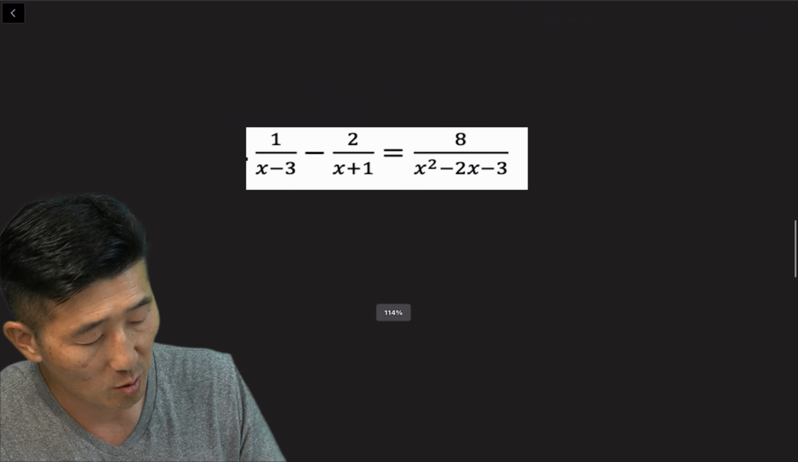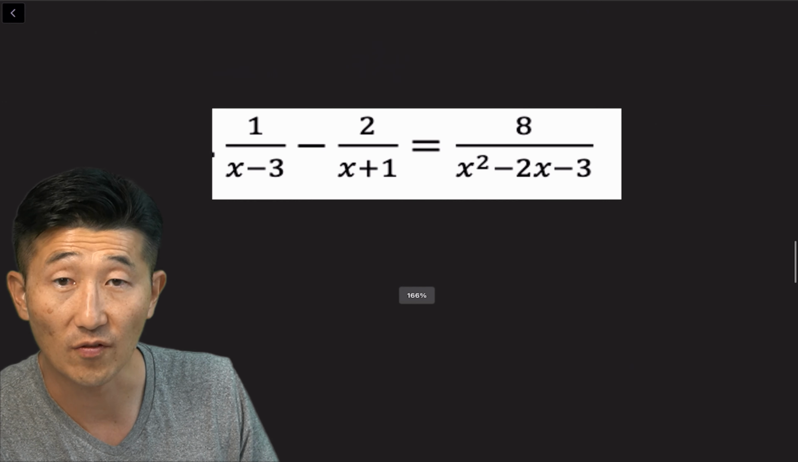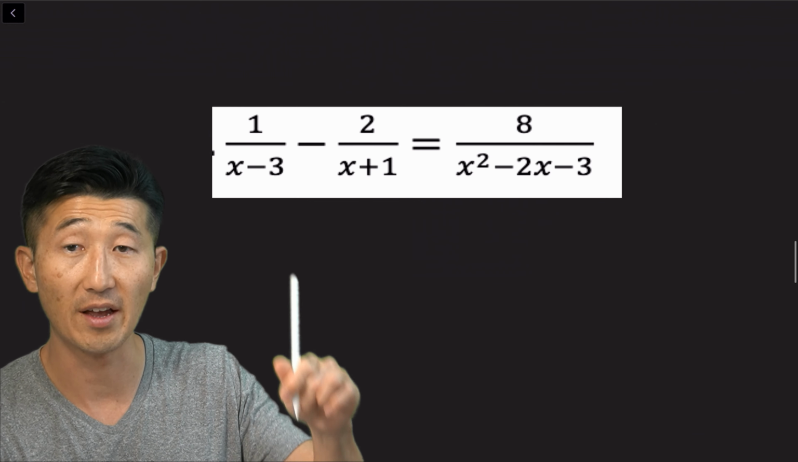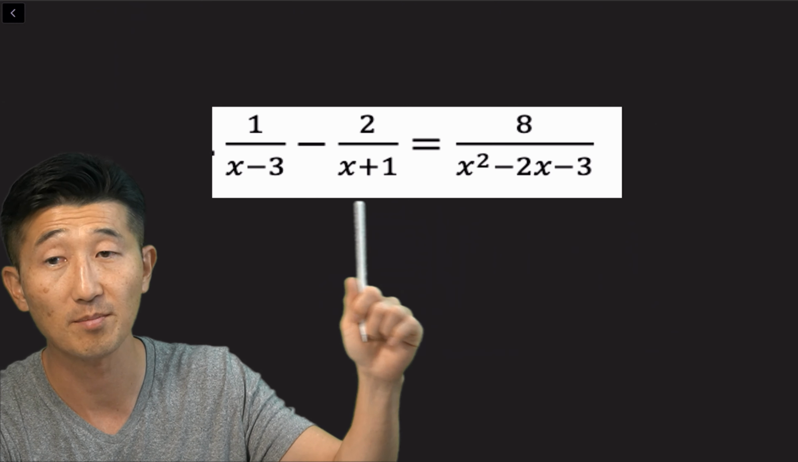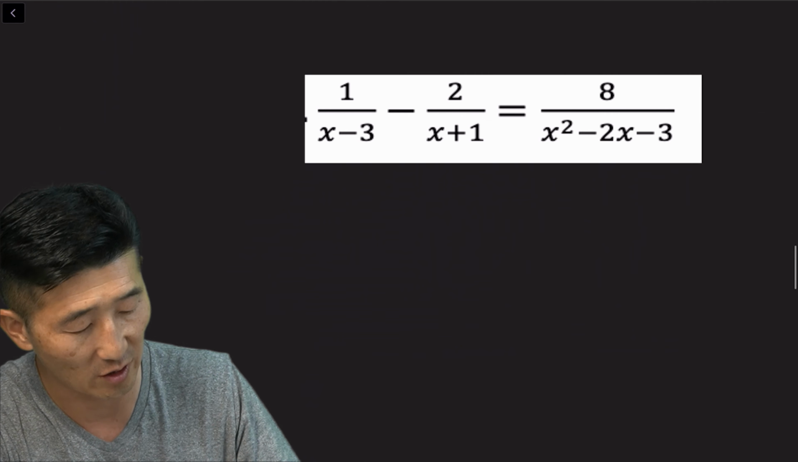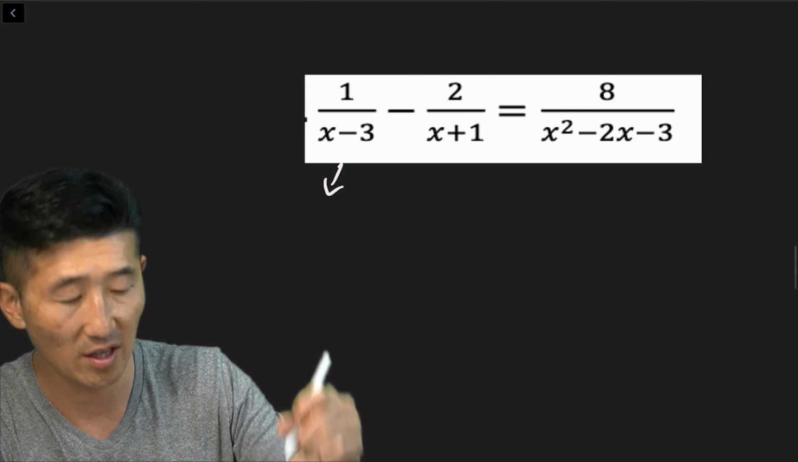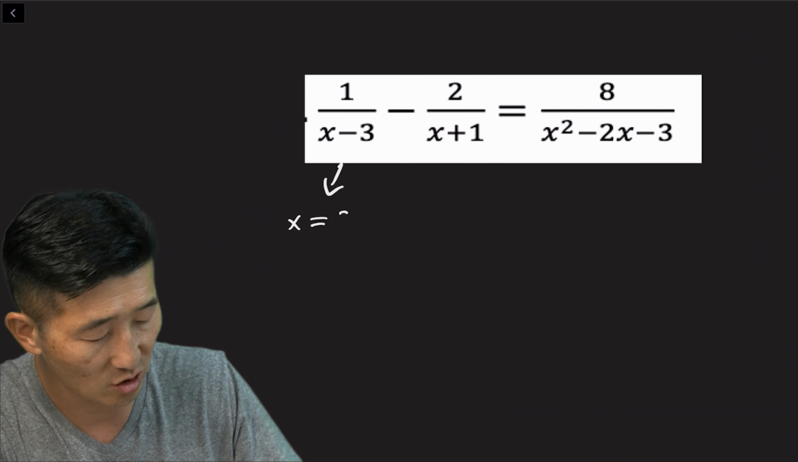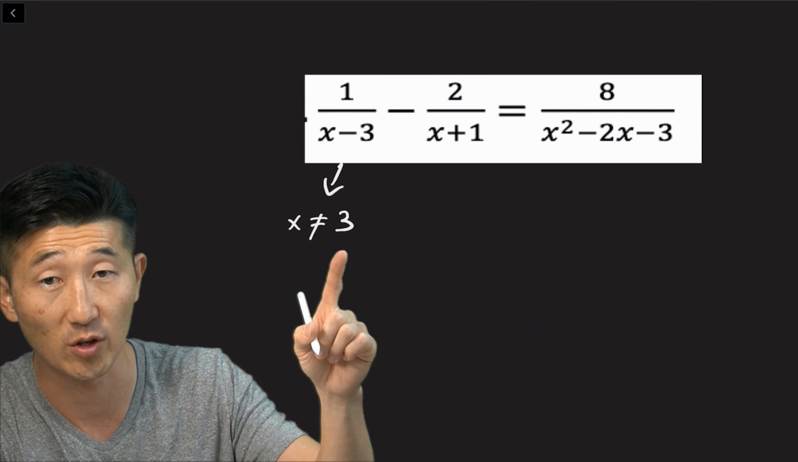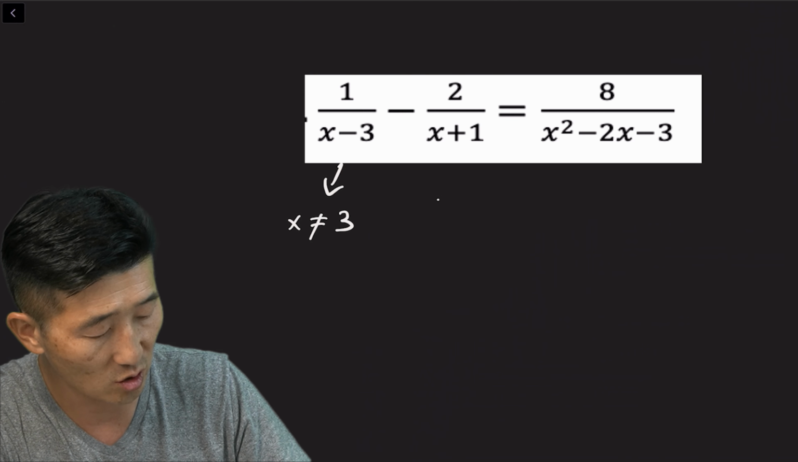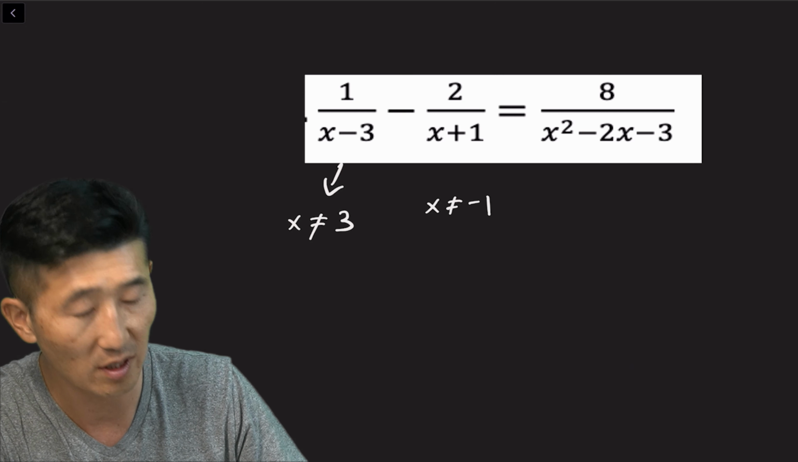Okay, I'll do a couple more. Here again, the first thing we realize is there are x's on the denominator. Anytime you see that, immediately you go for the excluded value first. Here, x equals 3 is excluded, so we never want x to ever equal 3. We never want x to ever equal -1.